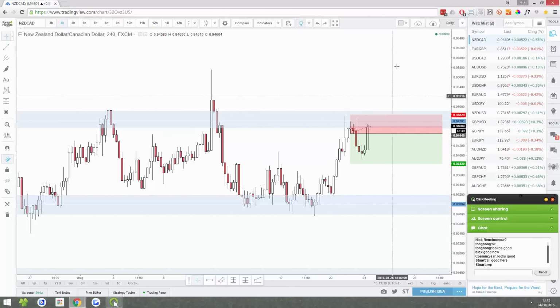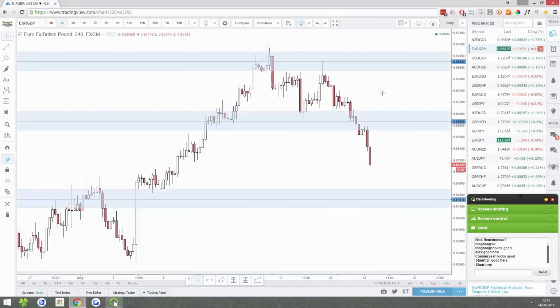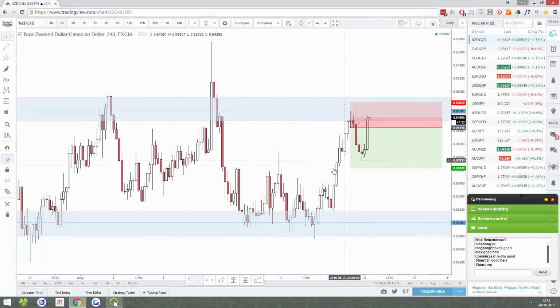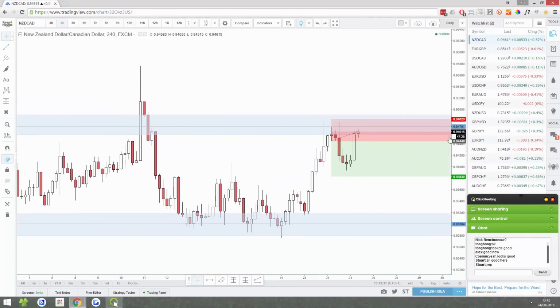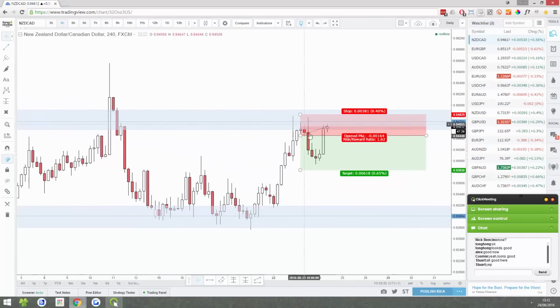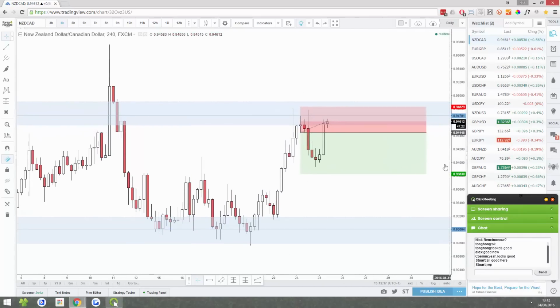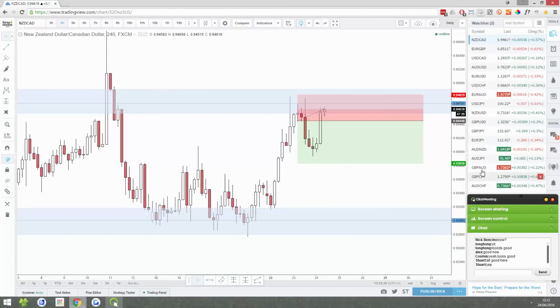Yesterday I mentioned 2 potential setups. One was New Zealand CAD and one was Euro GBP. The Euro GBP one never triggered, but the New Zealand CAD one did trigger, and it didn't quite meet target. So if anyone entered this one, I'm going to explain exactly how I'm planning on managing this trade now that it has missed its target and came back. So my management for this trade is going to be pretty much stay in.